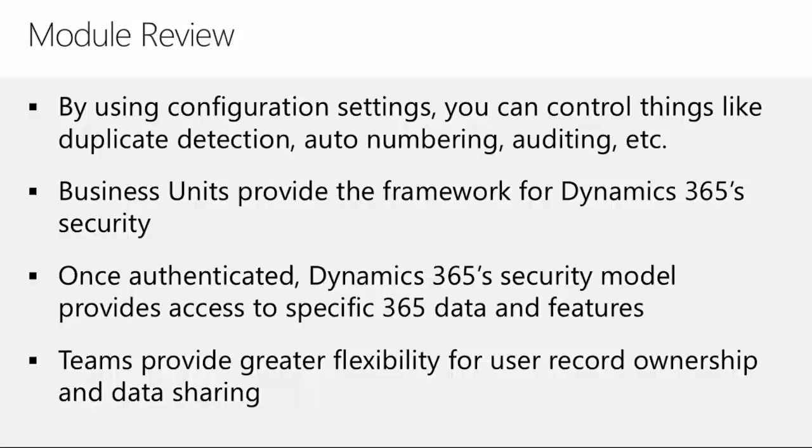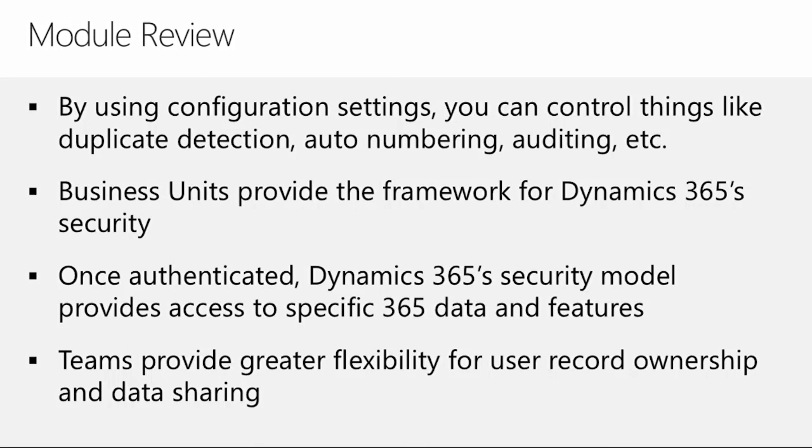Dynamics 365 provides you with several different configuration screens that you can use when you want to modify specific settings inside the application. Maybe like auto numbering for specific entities or working with document management settings. Each of these options are organization specific, which means that they only apply to the organization that you're working in. However, a lot of these options can be included in solutions when you're working with it and imported into other environments and other scenarios.